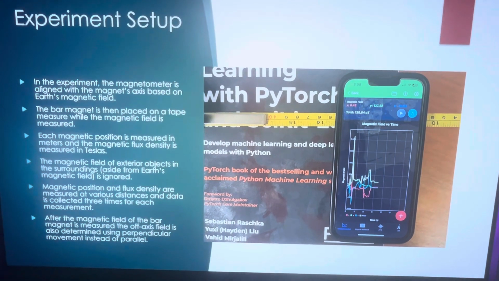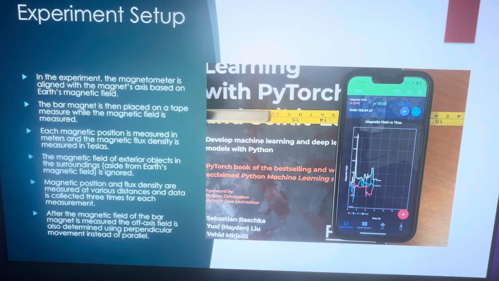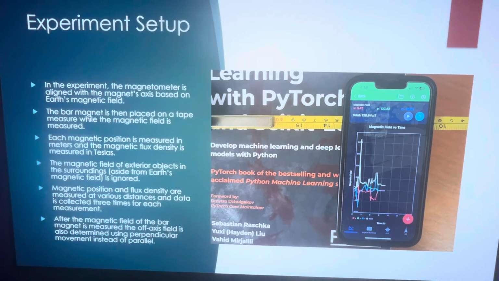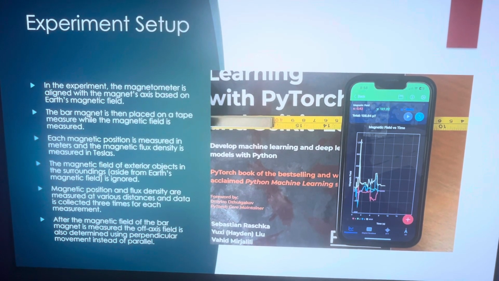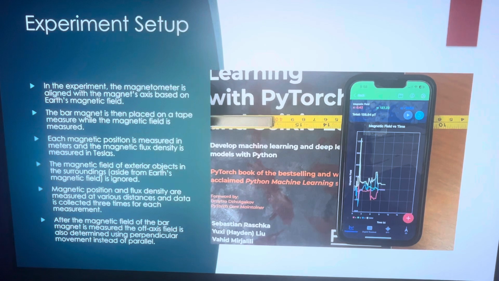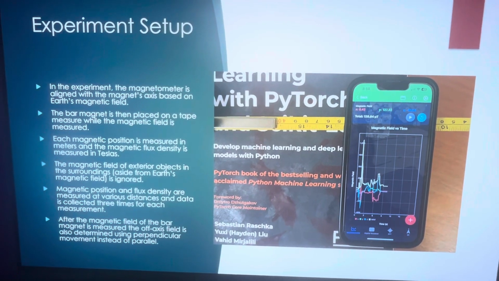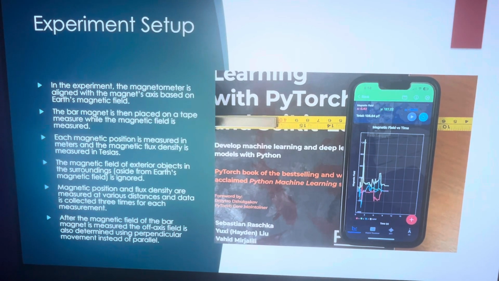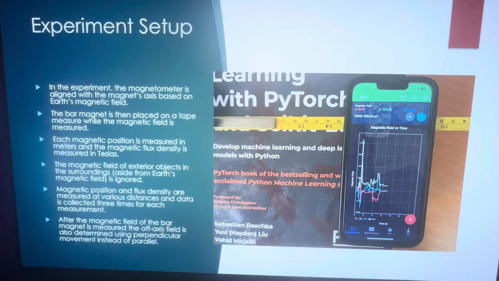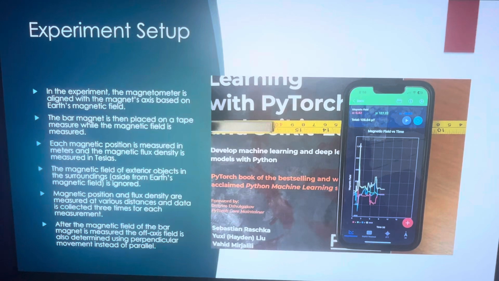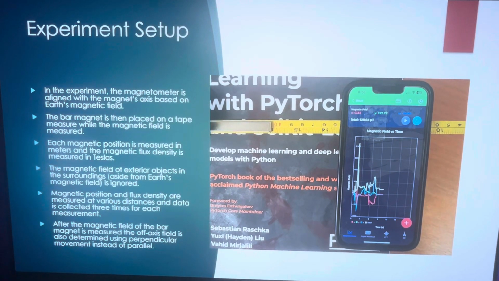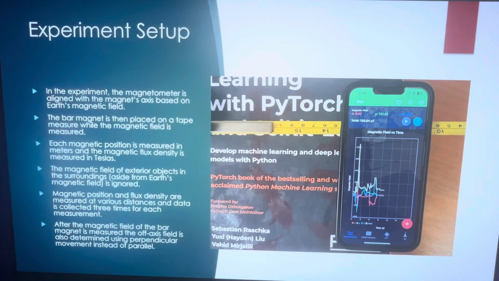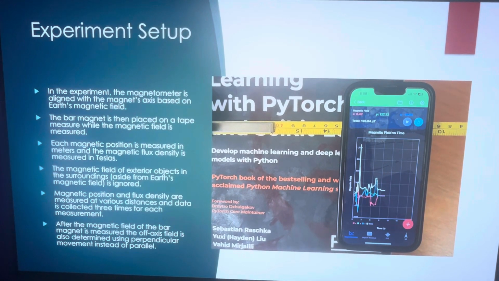In this experiment, the magnetometer is aligned with the magnet's axis based on Earth's magnetic field. The bar magnet is then placed on a tape measure aligned horizontally while the magnetic field is measured. Each magnetic position is measured in meters, and magnetic flux density is measured in teslas, these both being the scientific units. The magnetic field of exterior objects in the surroundings, aside of course from Earth's magnetic field, is ignored. Earth's magnetic field is controlled for on the x-axis.